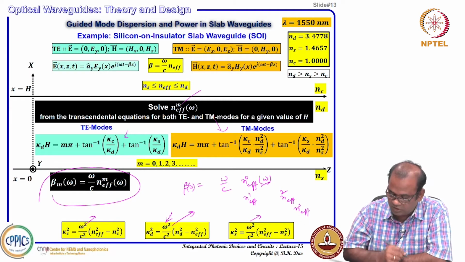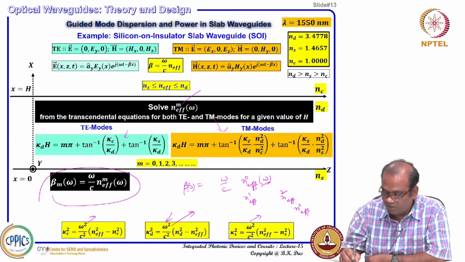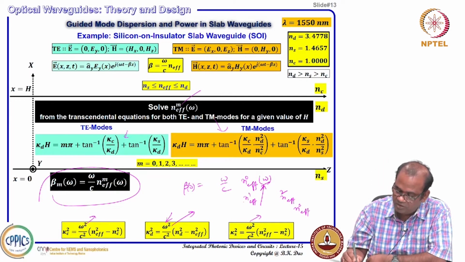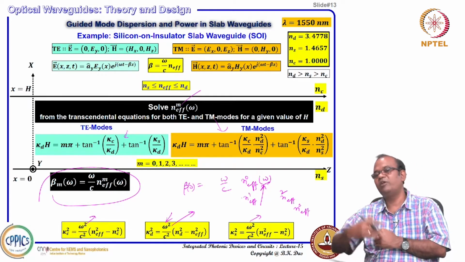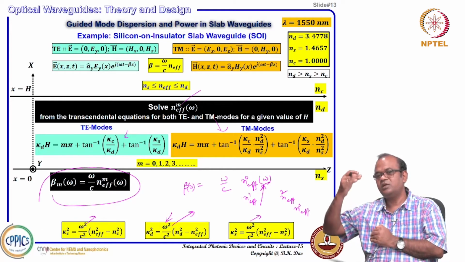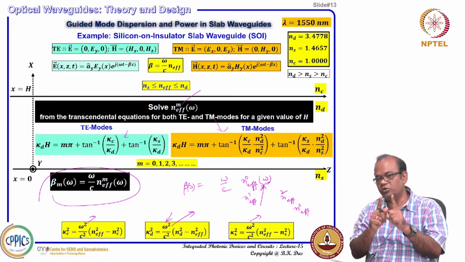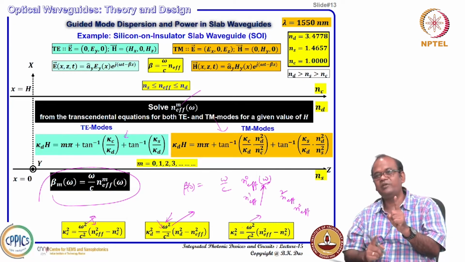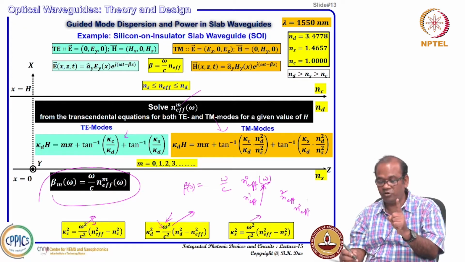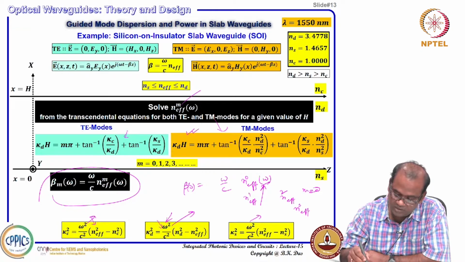If I change the frequency, obviously N effective changes, because omega is involved everywhere, so I will get a different effective index. One particular frequency can excite different modes, but for that frequency the effective indices will be different. But if you restrict yourself to only one mode and change the frequency, you will get a different solution for N effective even for the fundamental mode, even for m equal to 0. So, you can get different solutions by changing omega as well.